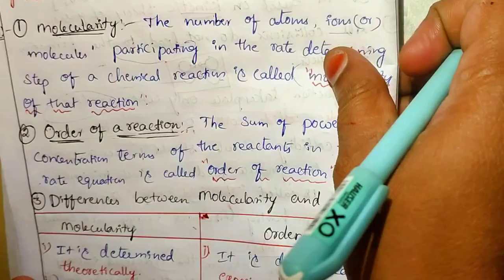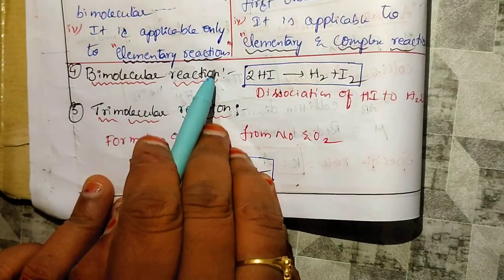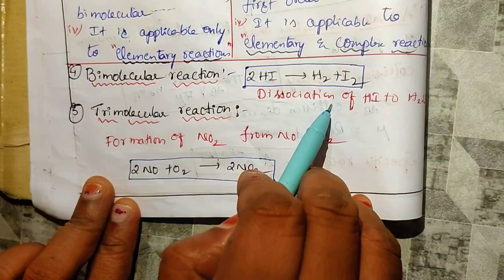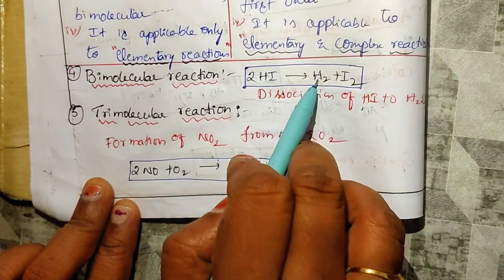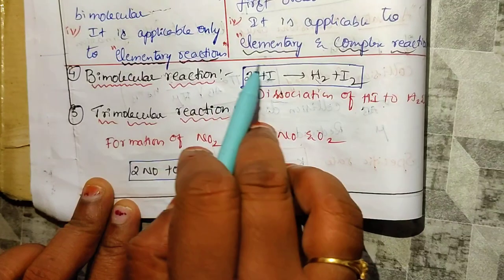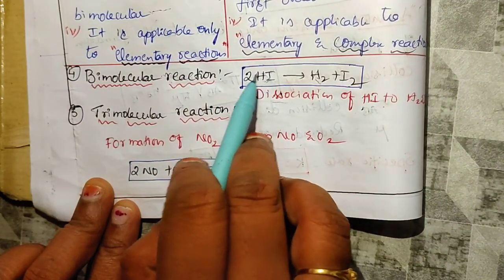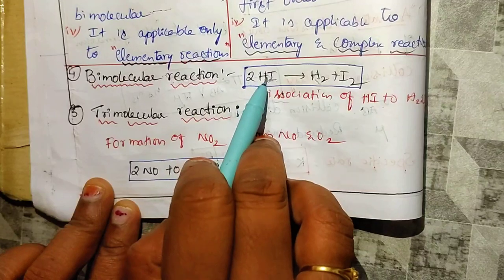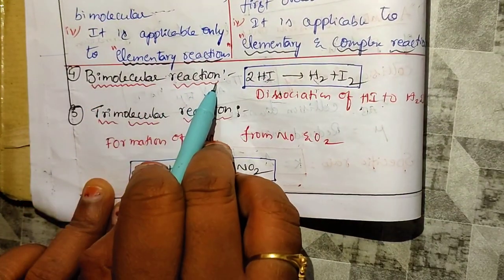For example, this is an example for a bimolecular reaction: dissociation of hydroiodic acid to hydrogen and iodine. Here how many molecules are participating? Two hydrogen iodide, two HIs. So the molecularity of this reaction is 2. That's why this is a bimolecular reaction.